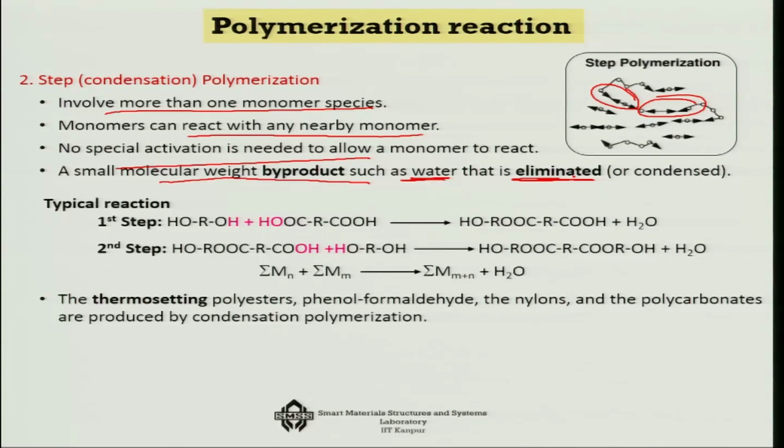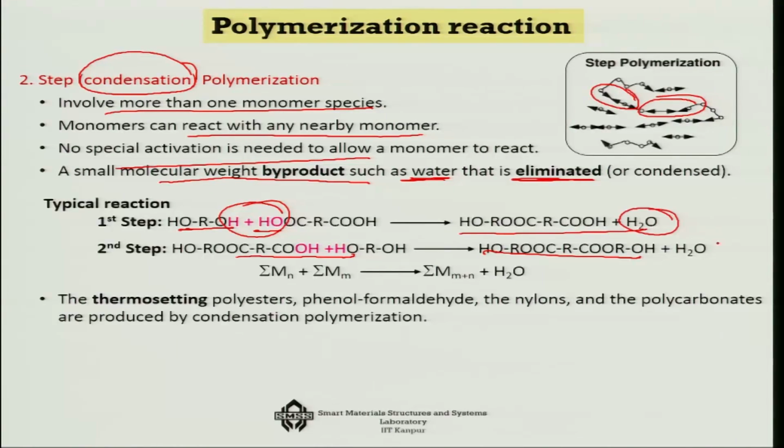That is why sometimes this step polymerization is also called condensation polymerization. A typical reaction is like you have this OH element and then this HO here. So H plus OH react with each other and you get the new one, and similarly in another case this OH plus HO and you get a new one. Every time you are getting some water or condensation out of the system. So that is what a step polymerization is.